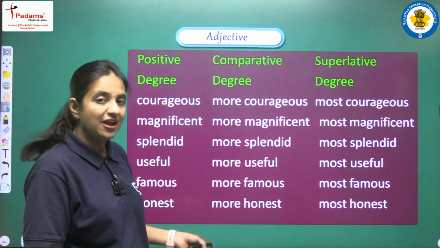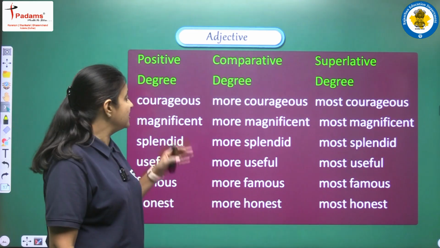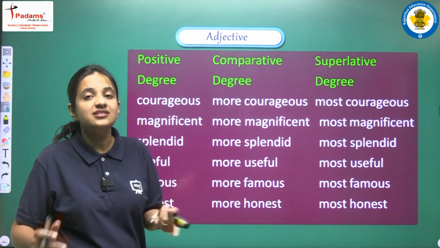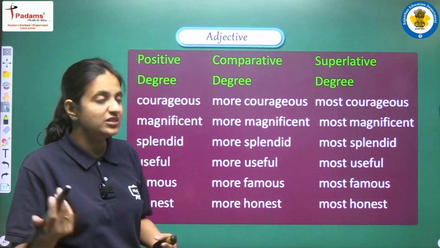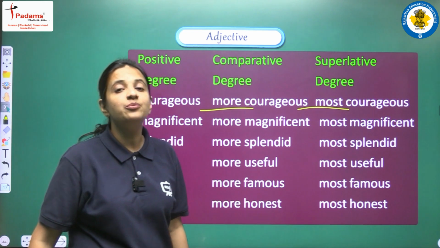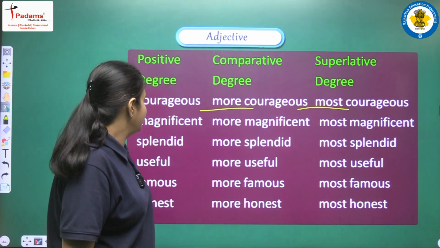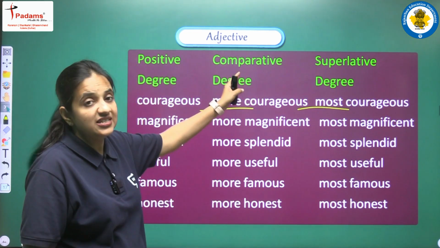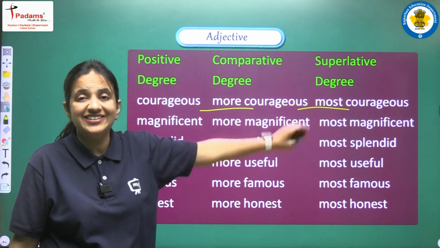Some more words we are having here. So next is courageous. So yes, it is courageous, more than 2 syllable word we are having. So yes, we have to add more and most. So it will be courageous, more courageous and most courageous.